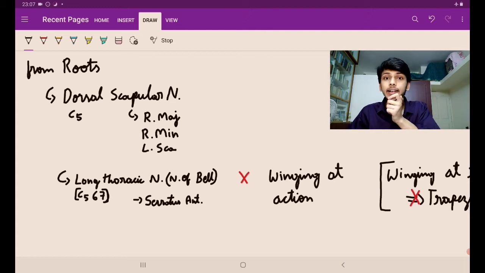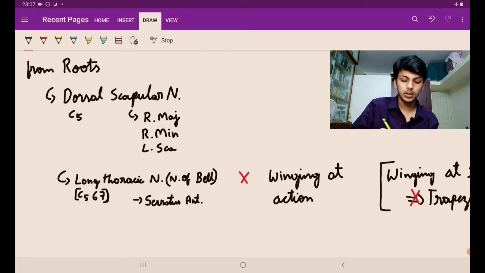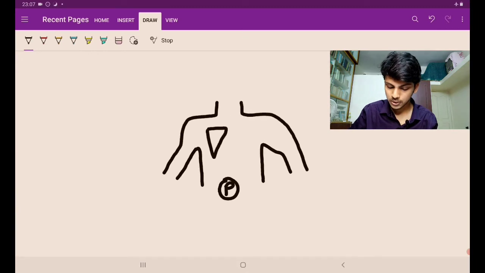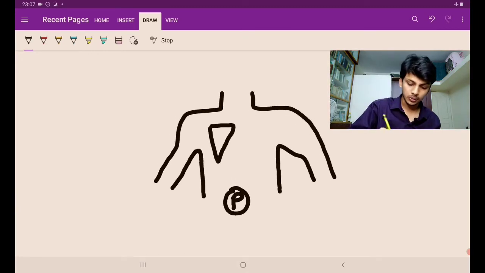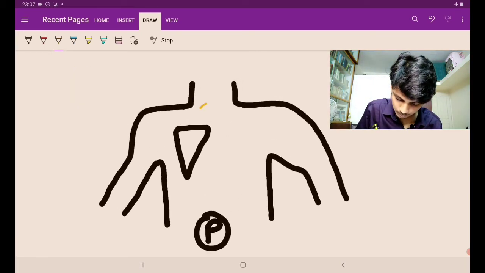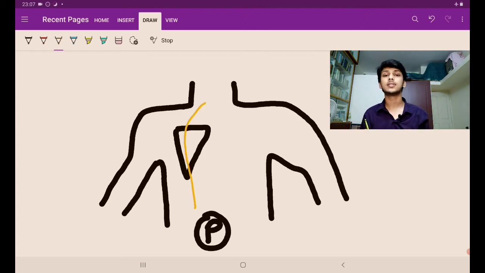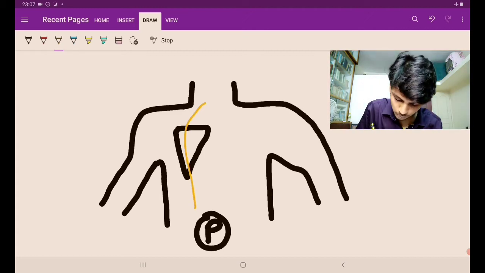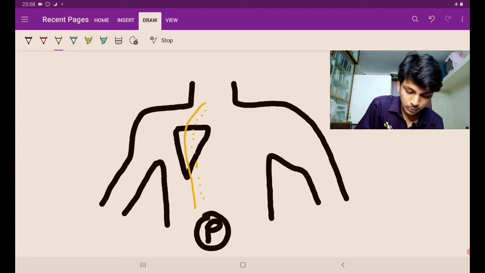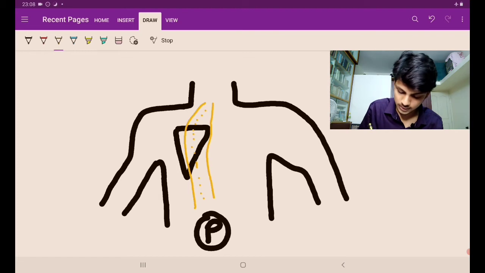This is a very interesting concept about the scapular nerves. There are three nerves basically: suprascapular, subscapular and dorsal scapular. Why is it called so? See, this is a representation of the posterior aspect of the chest of a person. There is one nerve coming like this above the scapula. This is known as the suprascapular nerve. There is one more going below the scapula. This is known as the subscapular nerve. Then there is one more going medial to the scapula. This is known as the dorsal scapular nerve.